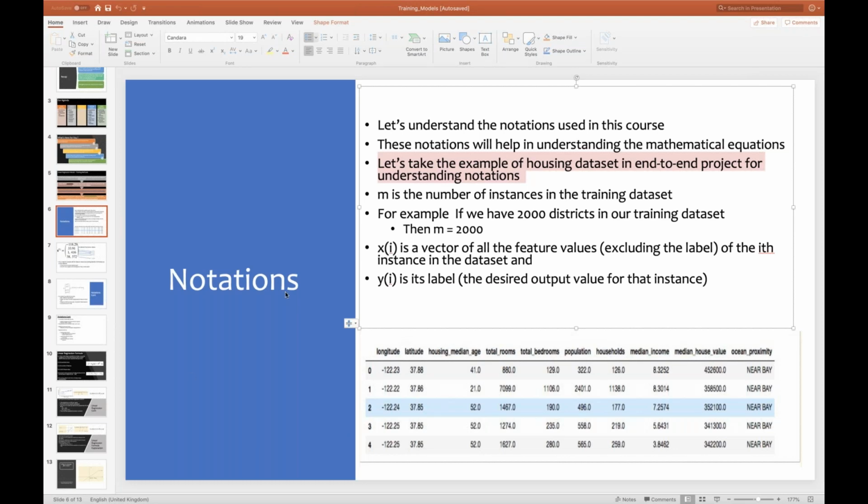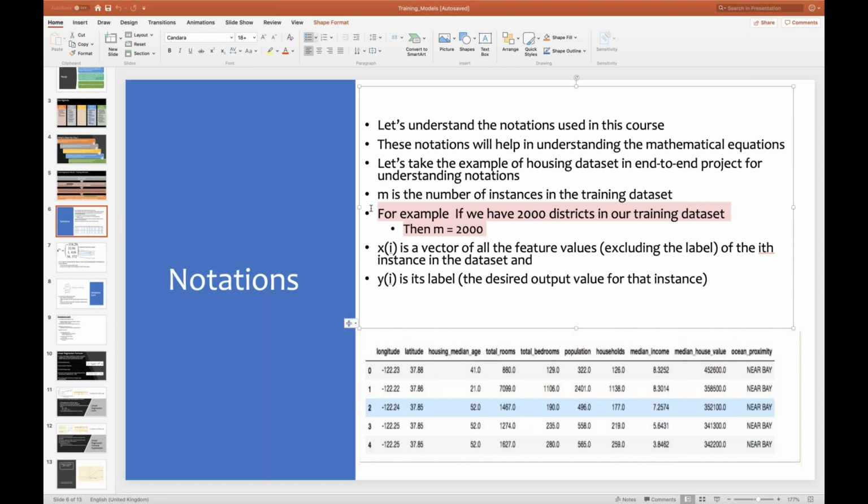Let's take a number. The letter M is the number of instances in the training dataset. When I say number of instances, you have around 26,000 instances in the training dataset. Okay, now that is M. However, take an example where we have 2000 districts in our dataset.